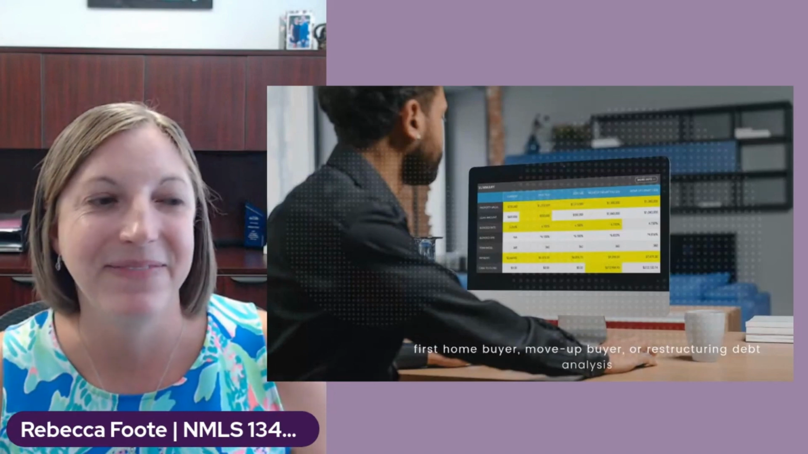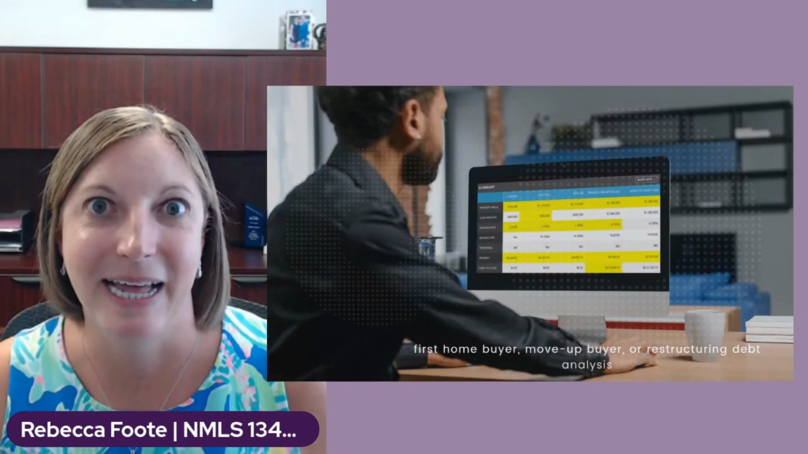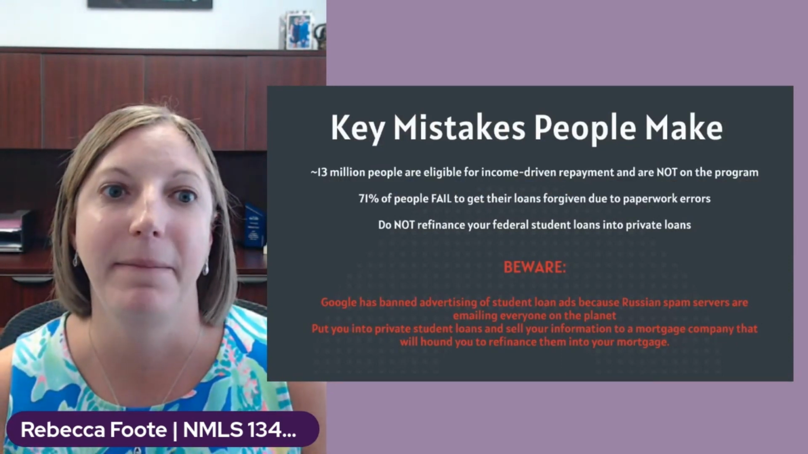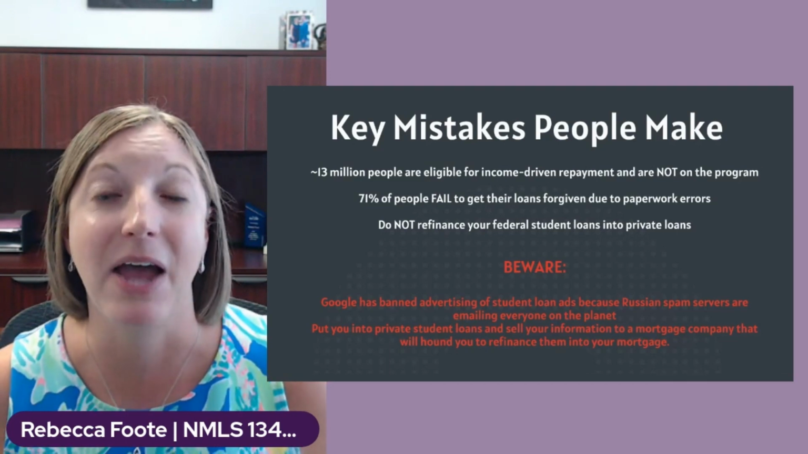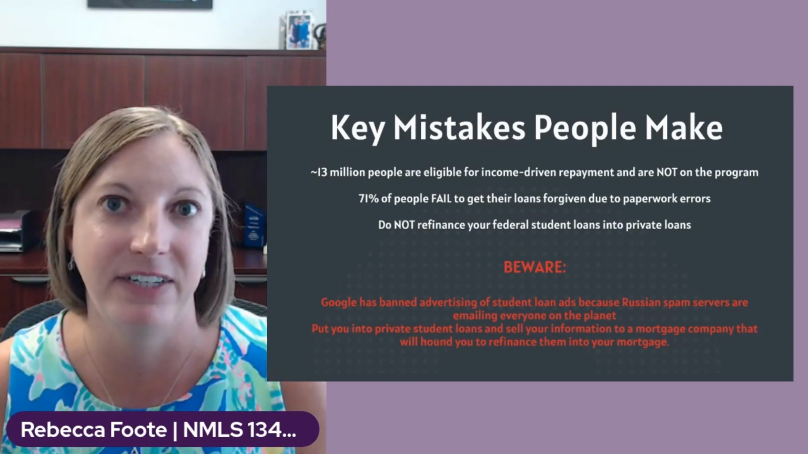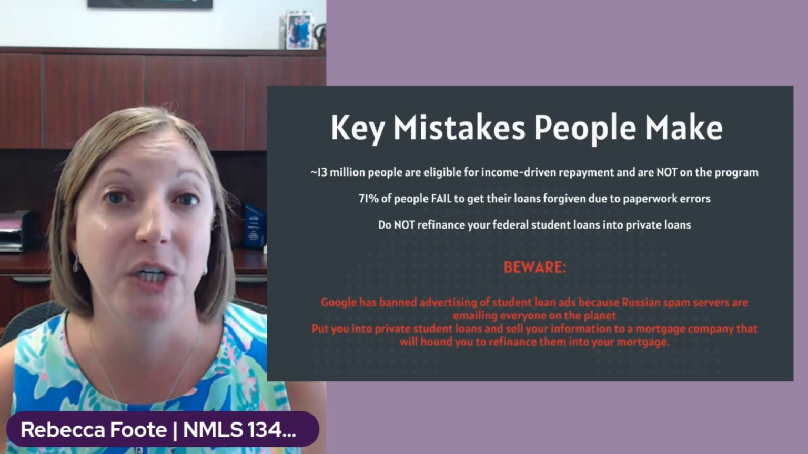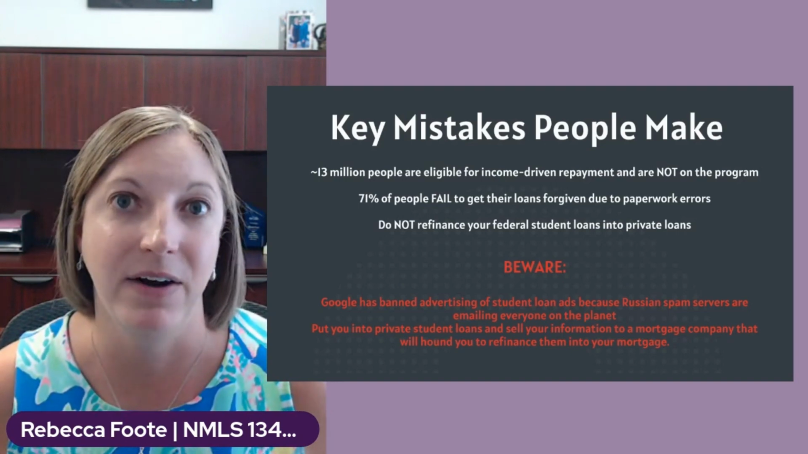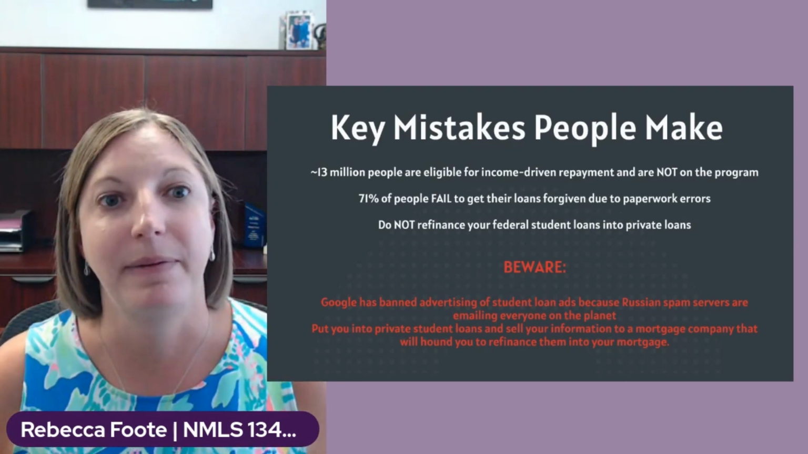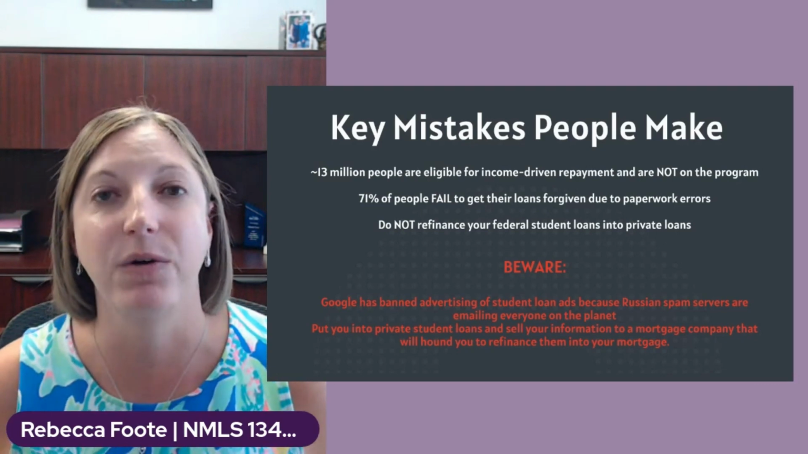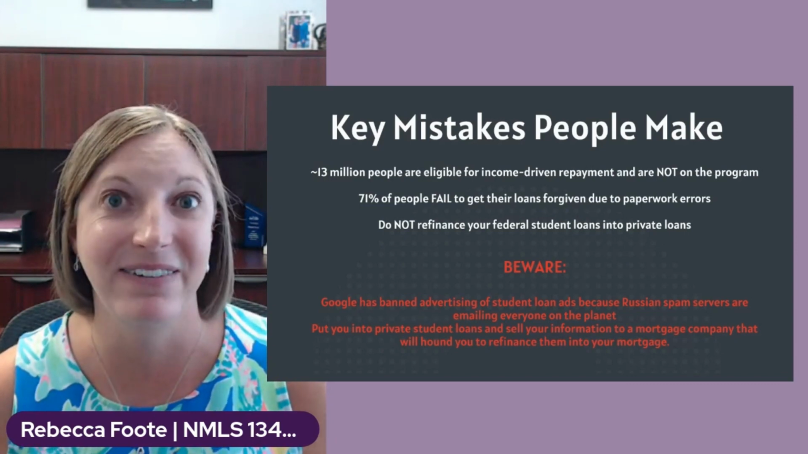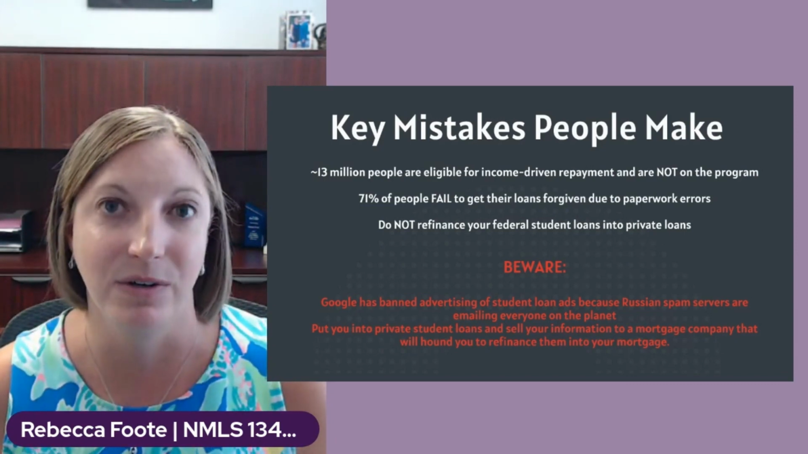So pretty crazy, right? So I promised you those key mistakes that people make. Roughly 13 million people are eligible for income-based repayment and are not taking advantage of this program. So that's a lot of people that are paying more every month than they have to. In fact, LoanSense estimates that about 2/3 of people could actually lower what they're paying on their student loans by switching to an income-based repayment program. And 71% of people fail to get their student loans forgiven because they don't file the correct paperwork every year. That's right. Do you know you have certain paperwork that you need to file every single year in order to get those student loans forgiven?